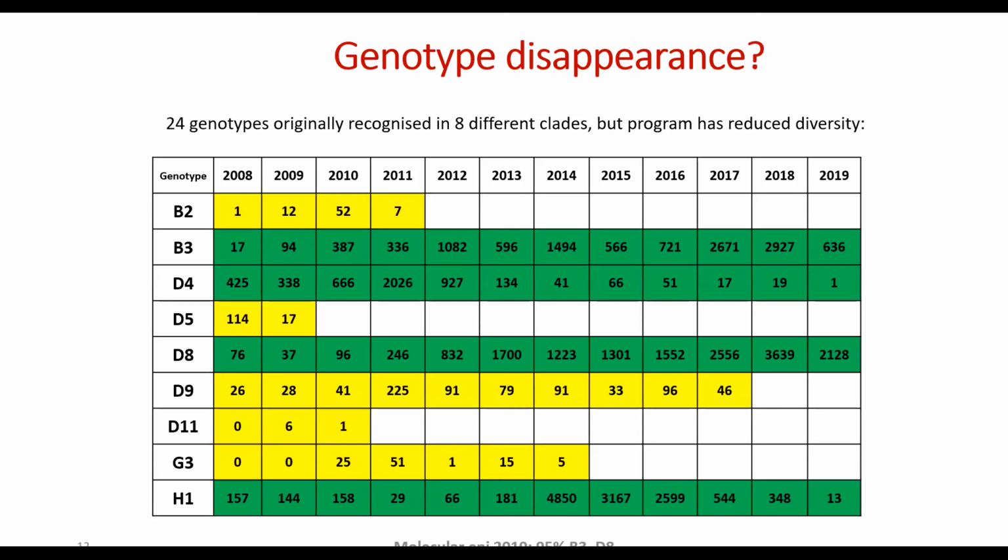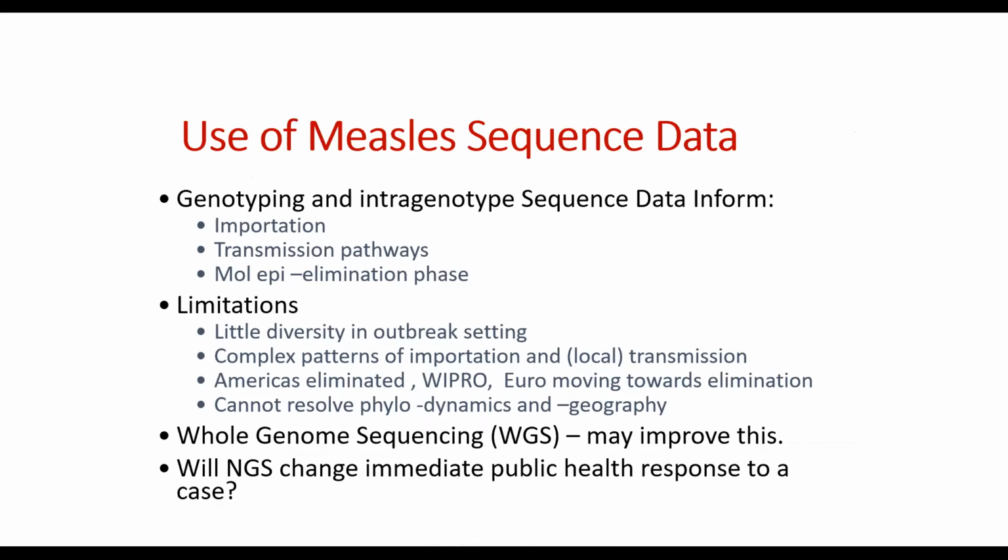So is genotype disappearing for measles? We started with 24 originally recognized genotypes, and now we have mainly 2 genotypes. This reduced diversity is also giving us some challenges in the interpretation of the mainly sporadic cases that we find in the different countries.